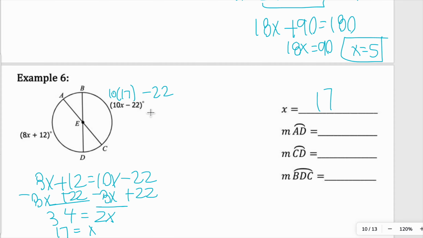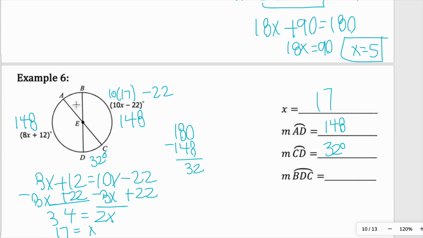And now that I know that, I can plug in 17 for each one of these. So that's going to give me 148 degrees for both of these angles. And then that's going to help me find the measure of arc AD, 148 degrees. CD would probably be 180 minus 148. I'm going to get 32, so 32 degrees. And then BDC is just 360 minus my 148. Then we get 212.